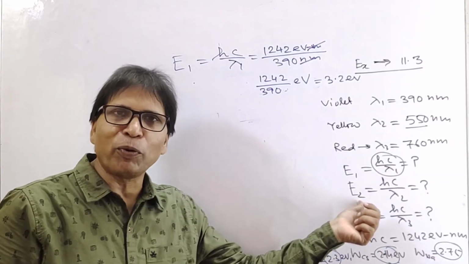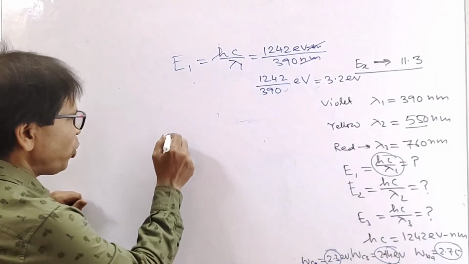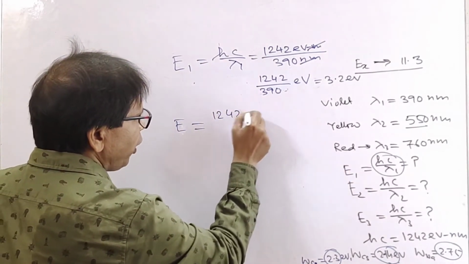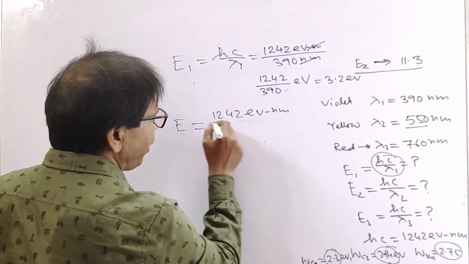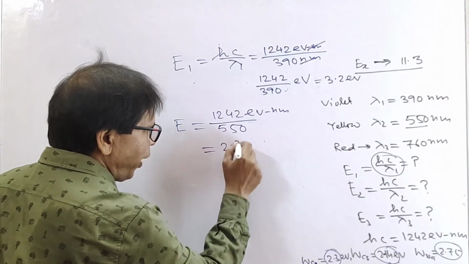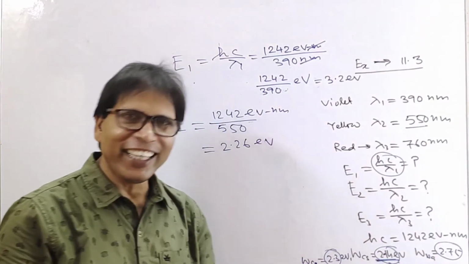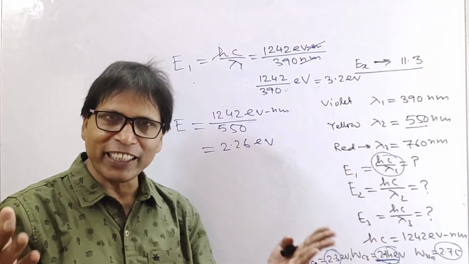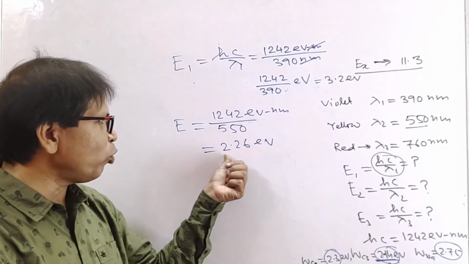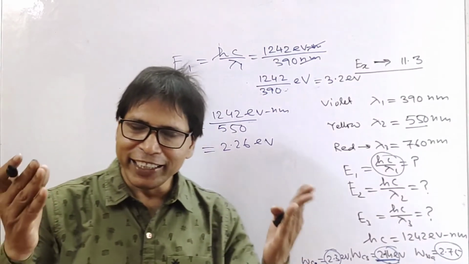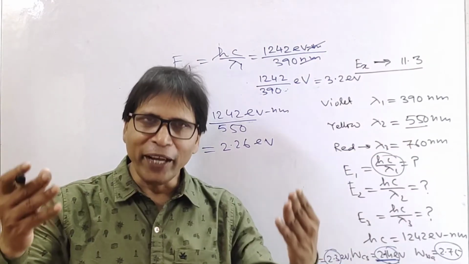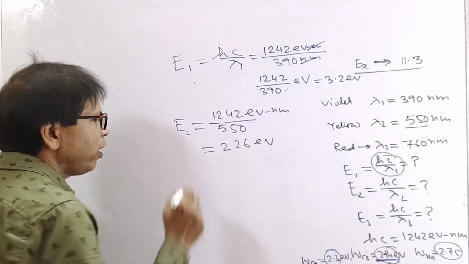Now the energy of photon of yellow light, E2, is equal to hc by lambda, so 1242 eV nanometer divided by 550. Okay, so this is 2.26 electron volt. In this case, the work function of cesium cathode, which is 2.14, is less than 2.26, so only cesium cathode is suitable for yellow color to make a photoelectric device.